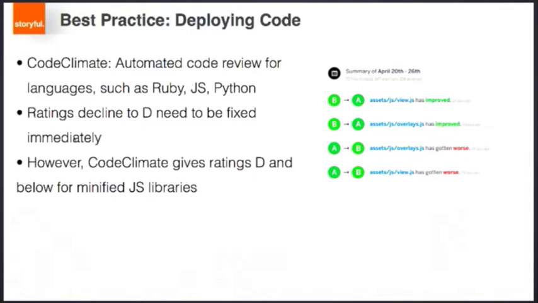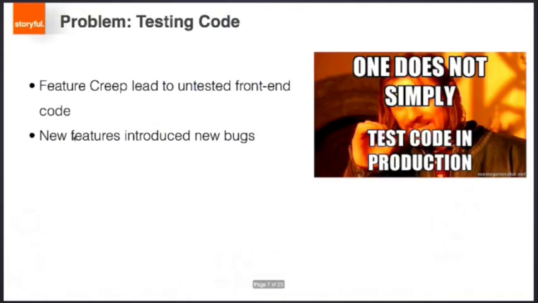The problem with Code Climate is it's not picture perfect, because sometimes it gives bad ratings for minified JavaScript libraries, for example, and so you have to exclude them, which is not really the point. I feel like I'm cheating a lot of the time.